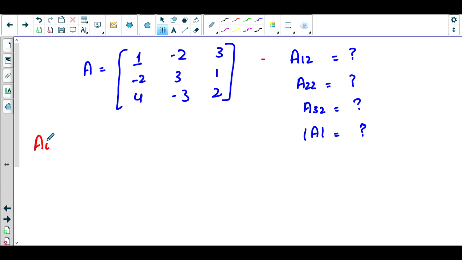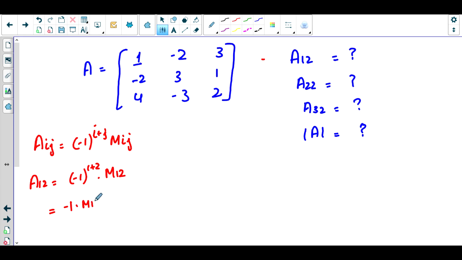First write the general formula. aij is (-1)^(i+j) into Mij. We want to find a12 first, so let's go with a12. So (-1)^(1+2) into Mij, so M12. We have -1 into M12.